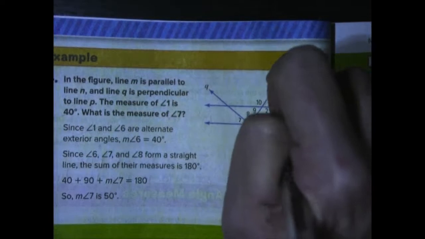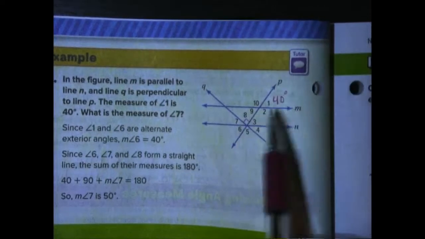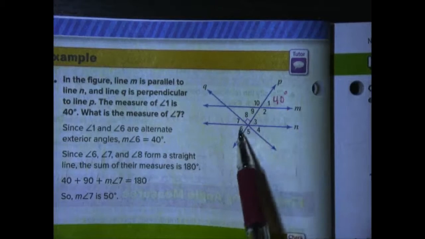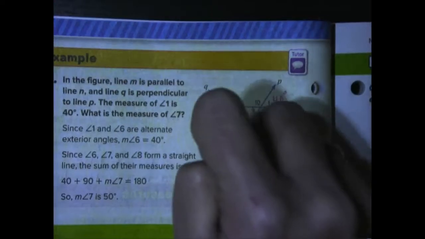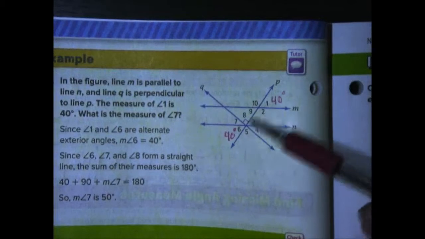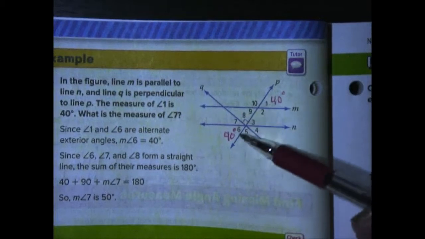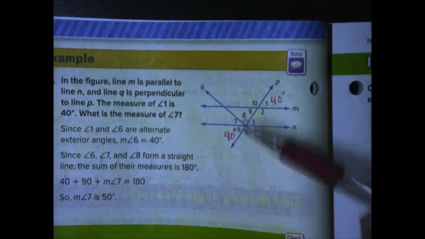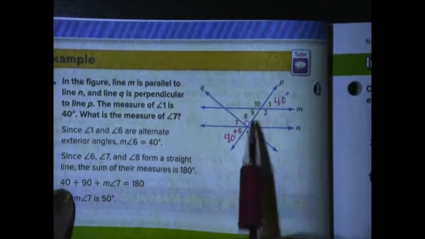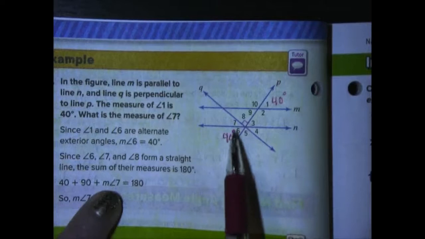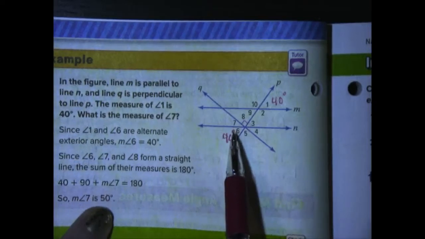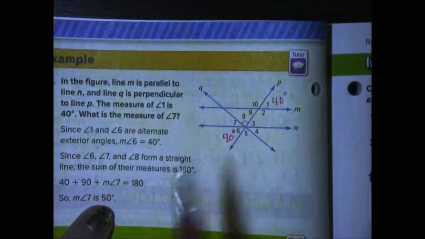So we know that this one is 40, and if I look, I can see that 1 and 6 are alternate exterior. That means that 6 is also 40. And then if I'm looking on this straight line, I see that 6, 7, and 8 make a straight line. So all of them together must be 180. We know that 6 is 40. We know that 8 is 90, and we don't know the measure of angle 7. But if we work it out algebraically, we can figure out that the measure of angle 7 is 50 degrees.